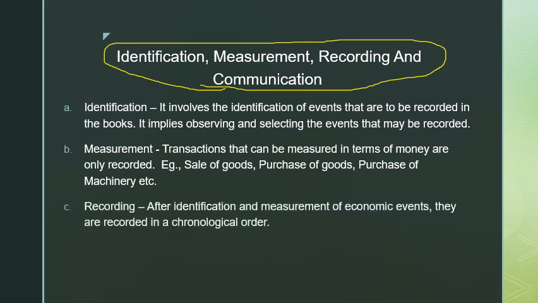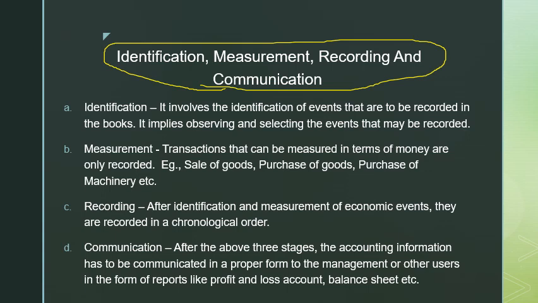Then recording. First we identify there is a transaction. Then we have to measure those transactions in monetary terms. If it is capable of being measured in monetary terms, then we can record it in our account books. Then communication. After identification, measurement, and recording, we communicate the results to the interested parties. The parties may be internal or external to this business. So these are the main four functions.